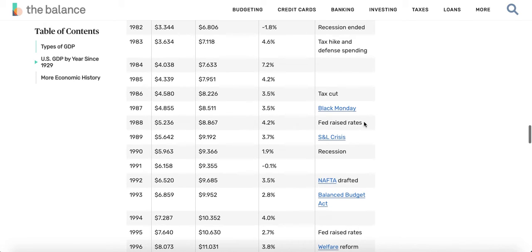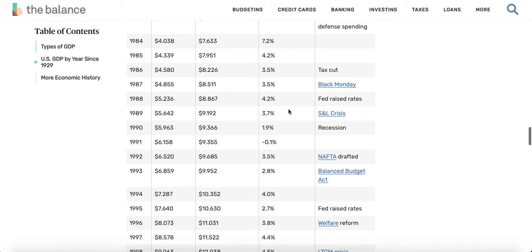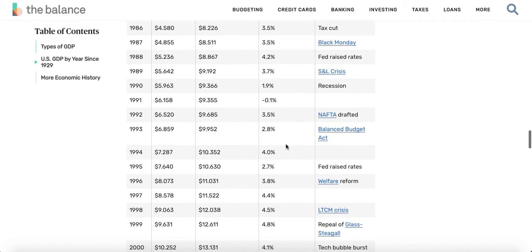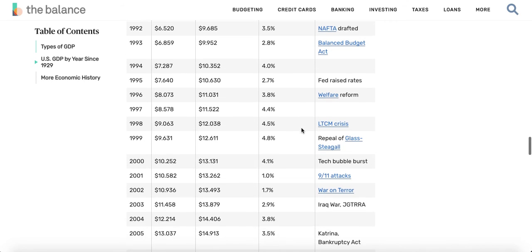The Fed raised rates, so interest rates. In neoliberalism, the belief is that interest rates have an effect on growth, when in reality they don't. They actually follow growth. So this just has nothing to do with it. Savings and loan crisis, Black Monday, NAFTA drafted, balanced budget act, welfare reform. By reform, I think they mean they completely got rid of it.